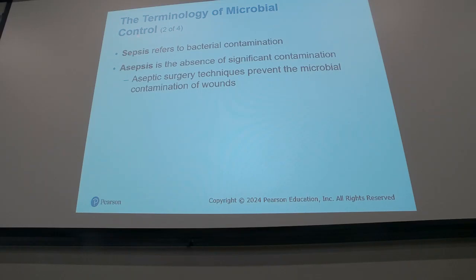Asepsis is actually the opposite of sepsis. It's the absence of significant contamination. That is different from sterile. In a sterile environment, you don't have any contamination. Part of asepsis is the aseptic technique that you use in the lab, but when it comes to health, we also have aseptic surgery that prevents microbial contamination of wounds.